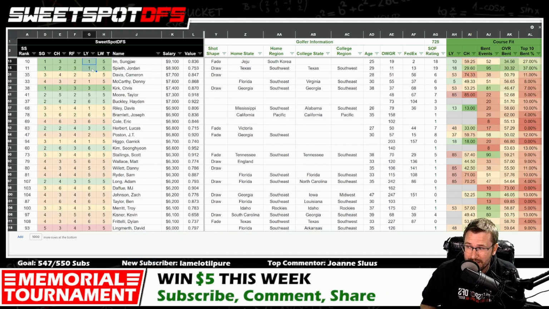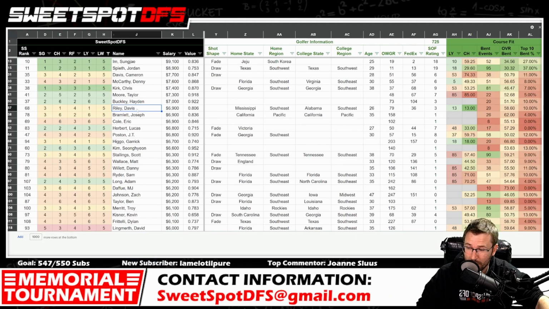The rest of the guys are also super interesting because, like, I could make an argument for Cam Davis. Probably could make an argument for Denny McCarthy and Chris Kirk. Maybe not so much Taylor Moore, but I do like Buckley. Davis Riley at $6,900. That's not a bad price tag for a winner on tour, despite it being a team event. Bramlett seems like a good play. And a lot of these other guys seem like pretty decent plays. So 0 to 2.